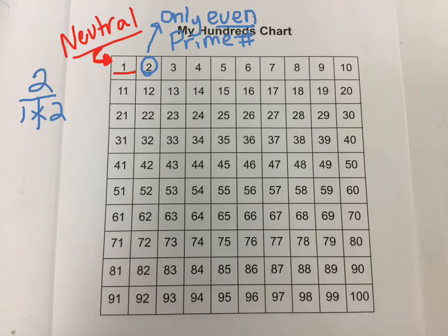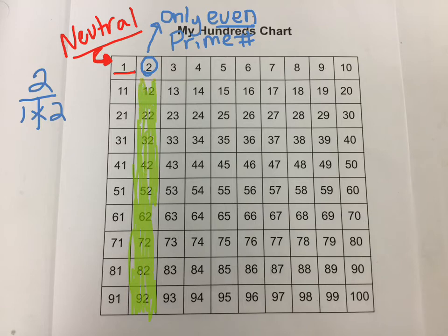Okay, now looking at this hundreds chart, we're going to use our divisibility rules to fill this in. The first rule was the rule for the number 2, and it says if the number is even, it's divisible by 2. With the exception of the number 2, all of these with the 2 at the end are going to be composite numbers because I can divide them by 2 evenly with no remainder.